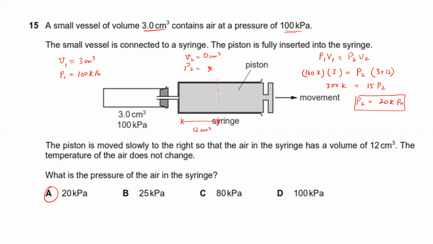Remember, a general mistake that is made by students in this question is that they do not consider this 3 while calculating V2. They use 12 and then they divide 300 by 12 and select this answer. So remember, this will give you an incorrect answer, and that is not the right way to solve this question. So next question.